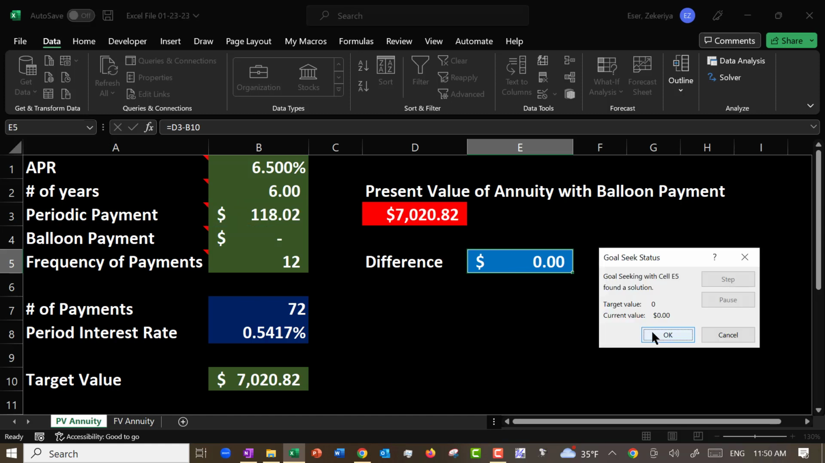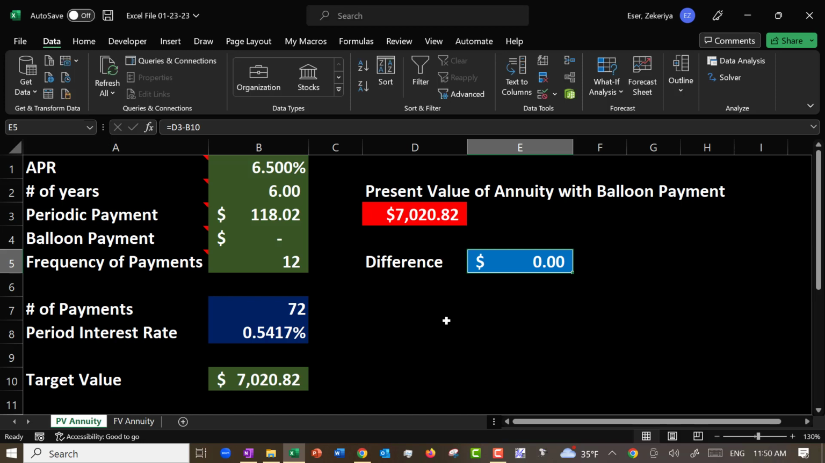Hit OK. Find your solution. That means if you made payments of $118.02, that's going to be your new payments. You can now have 6-year loan.